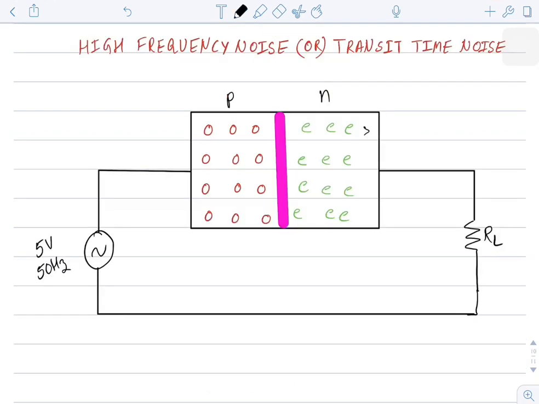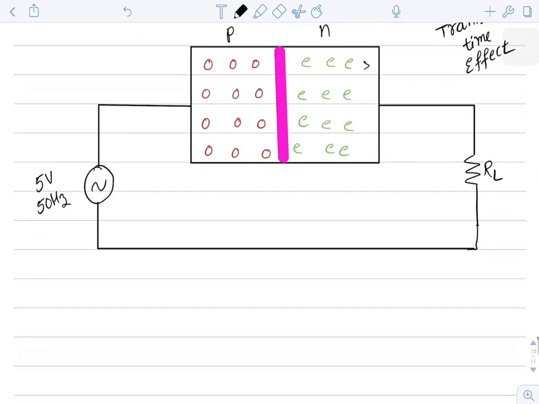High frequency noise or transit time noise. In order to know what this transit time noise is, first of all we have to see what the transit time effect is. In order to explain this, I am using a small circuit here. It has a source of 5 volts 50 Hz, a PN junction diode followed by a resistance, which is just a half wave rectifier.